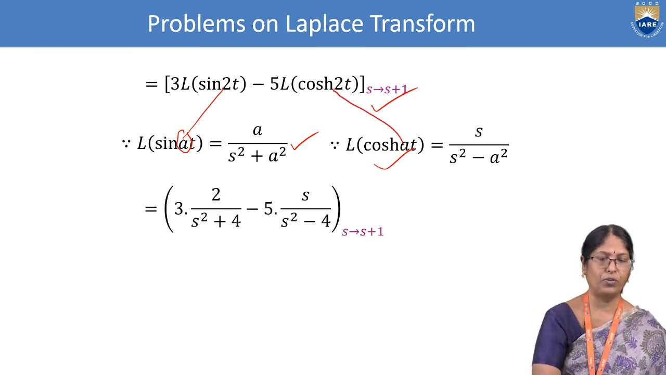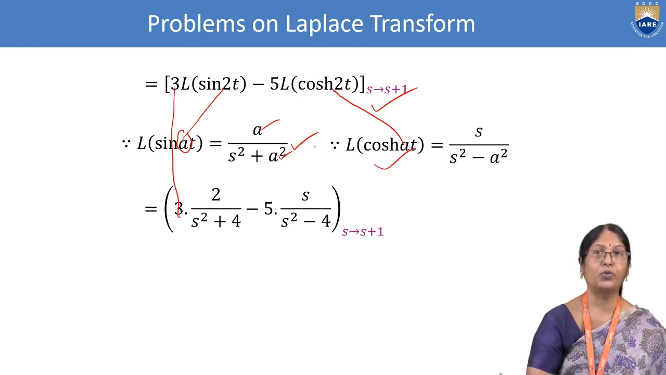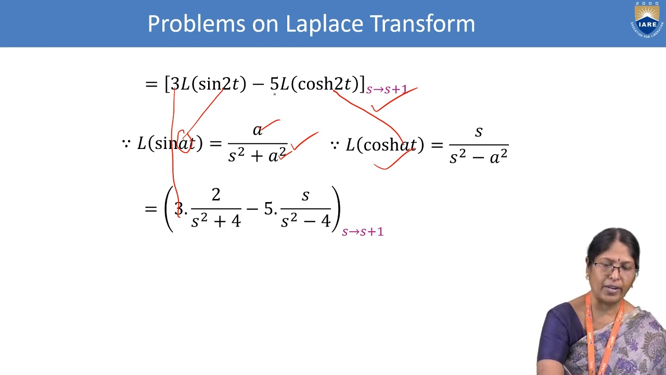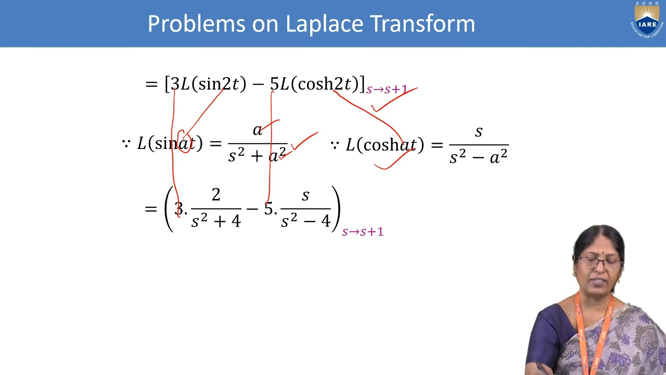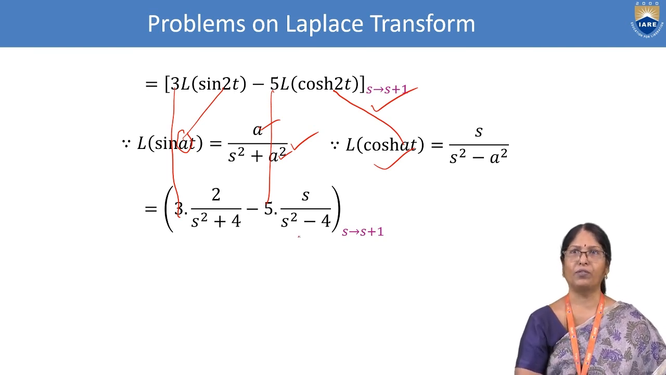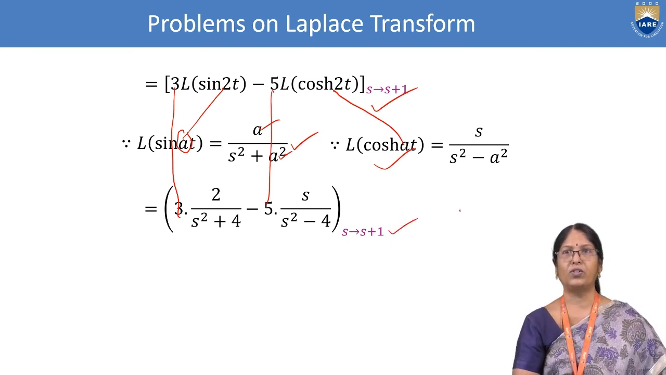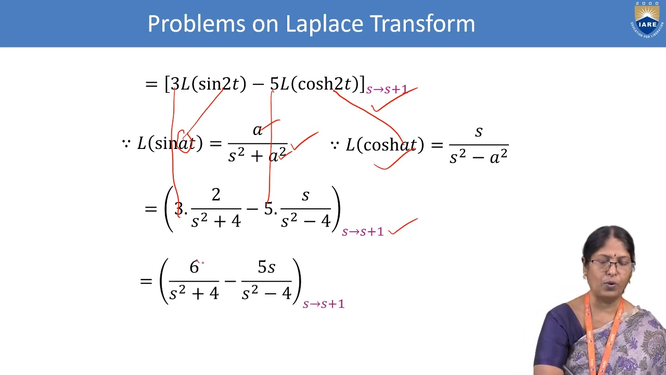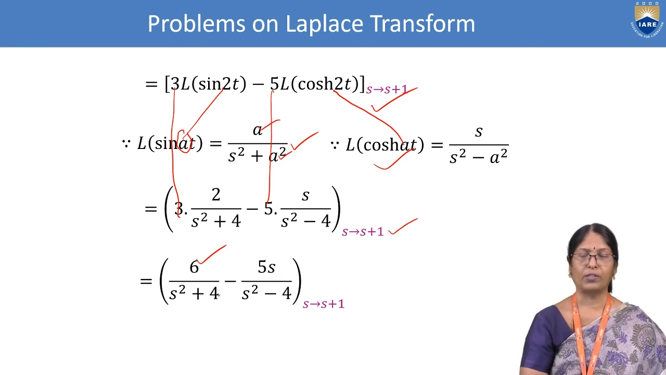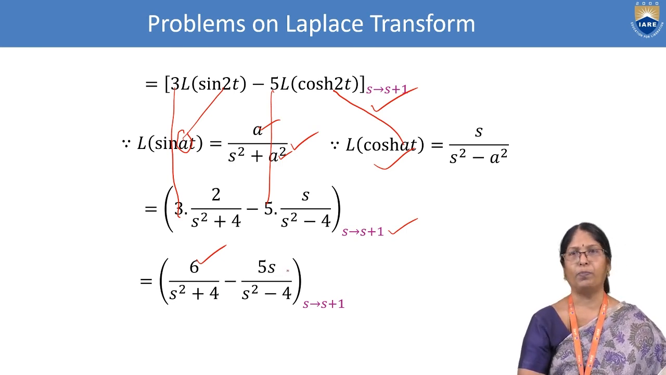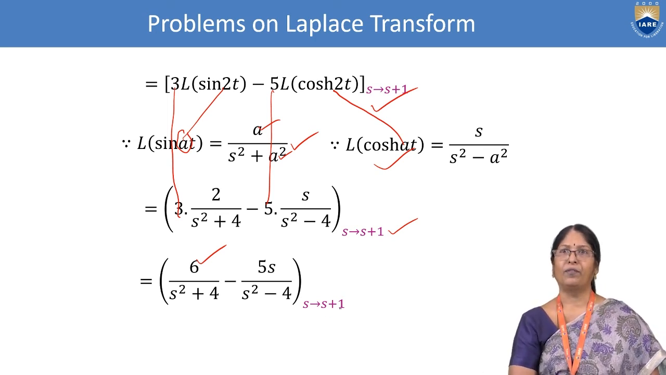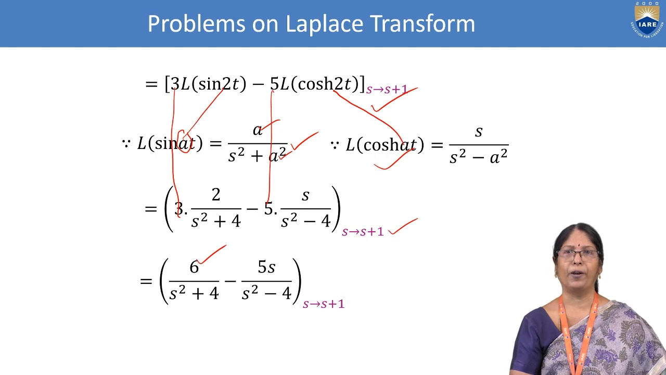So, we will substitute. The 3 is written as it is. Here, a we substituted 2. So, 2 by s square plus 4. This minus 5 is written as it is. s by s square minus 4. So, s tends to s plus 1. Now, 3 into 2, 6 by s square plus 4 minus 5s by s square minus 4. So s is replaced by s plus 1 in the final answer.